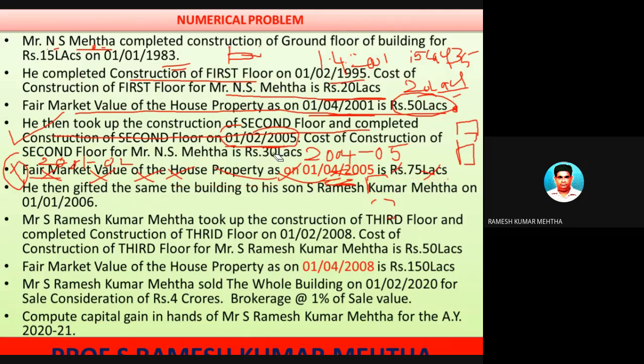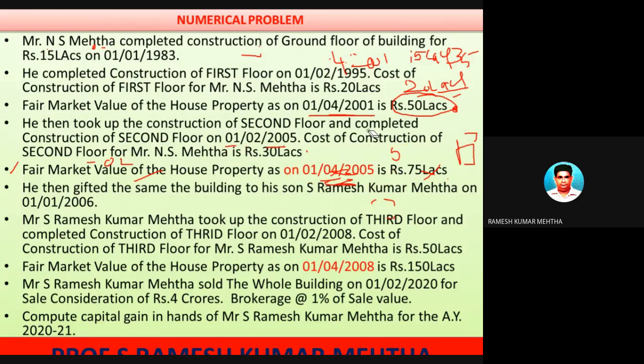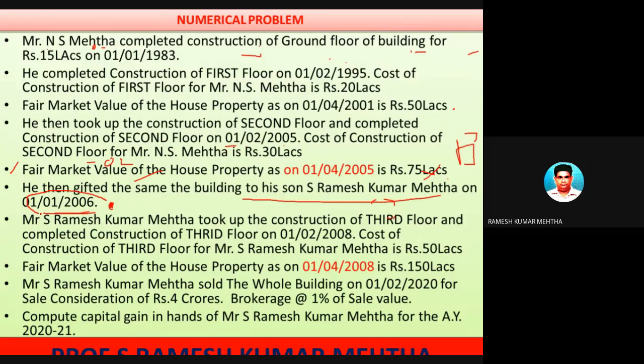Now what has happened subsequently? Subsequently, Mr. NS Mehta gifted the same building to S. Ramesh Kumar Mehta on 1/1/2006. So the assessee has come into the picture. The assessee got the house property for the first time in the year 2006-2007.